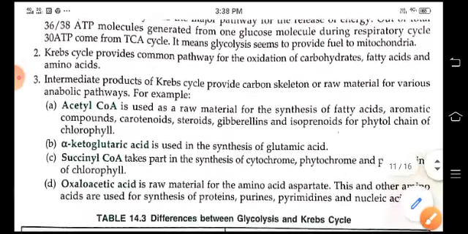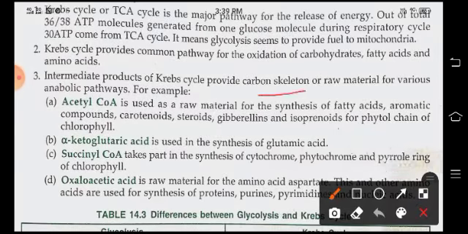Intermediate products of Krebs cycle provide carbon skeletons or raw material for various anabolic pathways. Acetyl coenzyme A is used as a raw material for the synthesis of fatty acids. Alpha ketoglutaric acid is used for synthesis of glutamic acid. Succinyl coenzyme A takes part in the synthesis of cytochrome. Oxaloacetic acid is a raw material for the amino acid aspartate.